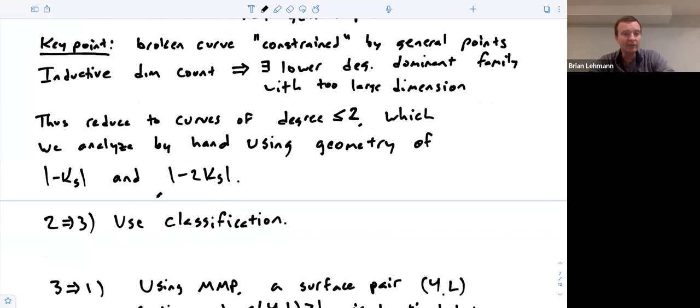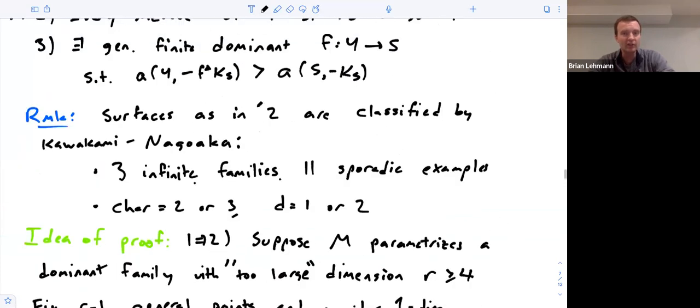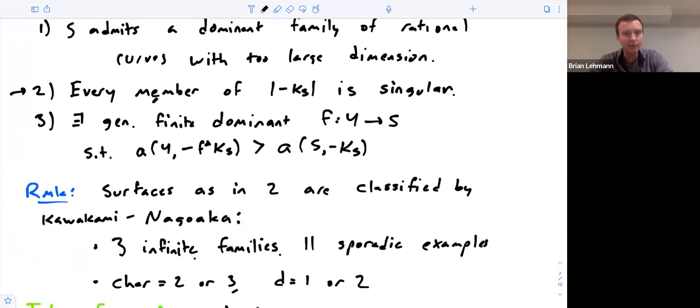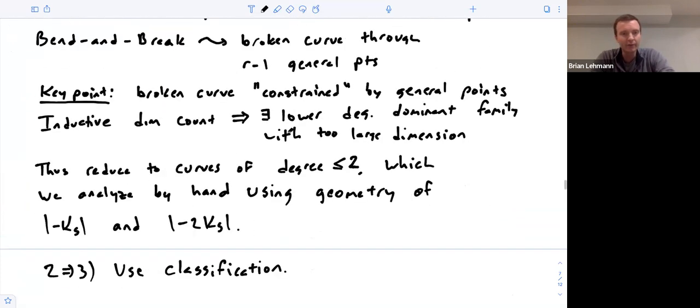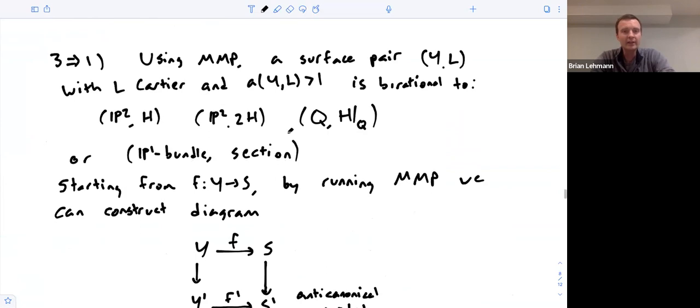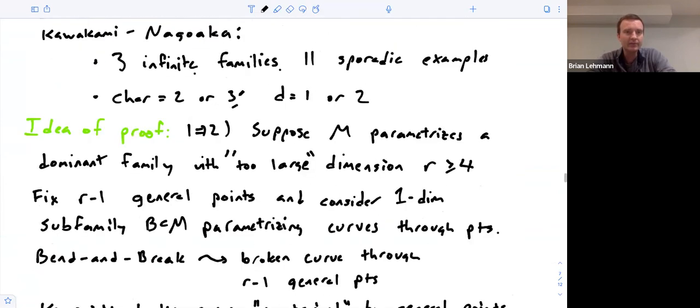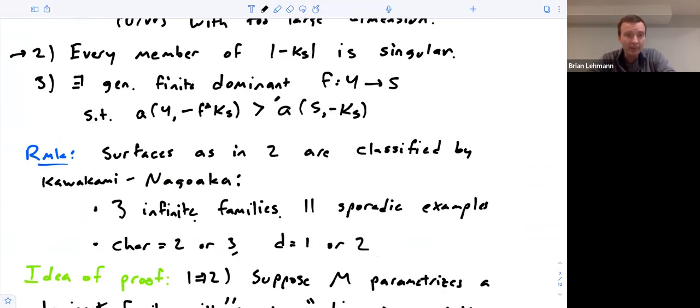For 2 implies 3, this condition was studied by Kawakami and Nagaoka to prove that it implies this Fujita invariant comparison. That's straightforward from their work. Finally, suppose that we have a dominant map which has larger Fujita invariant. Such maps can only exist in characteristic p, by the way.